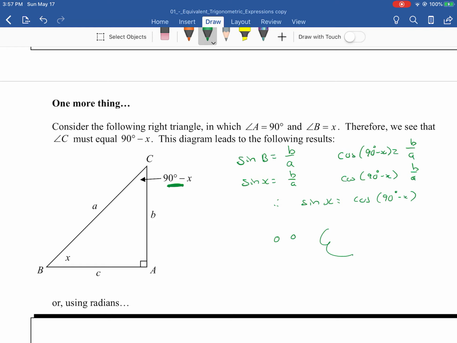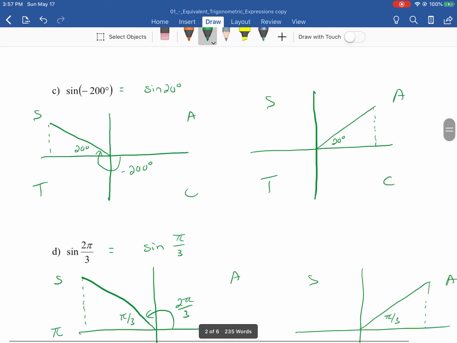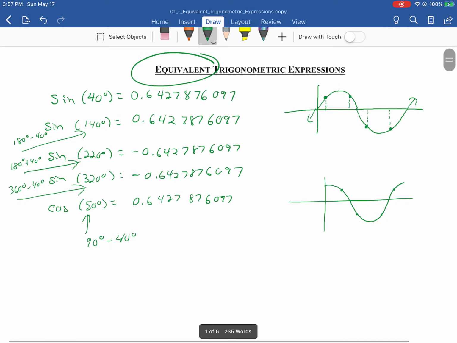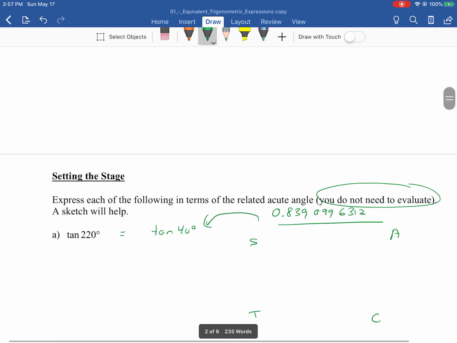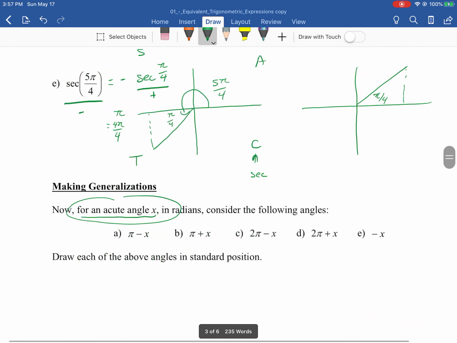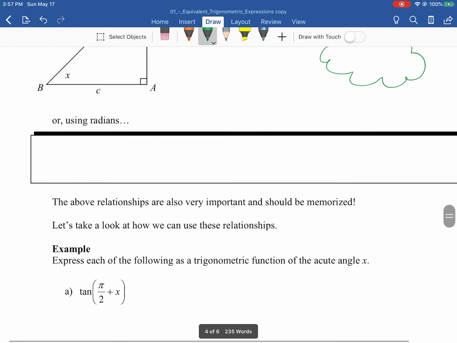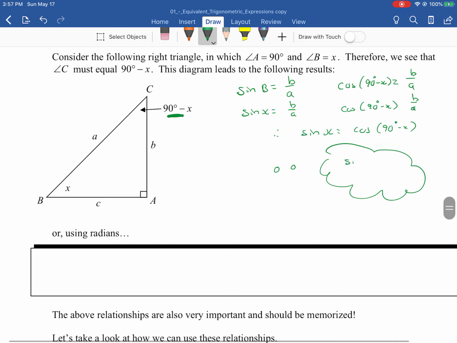I used this earlier. Earlier in the examples, let me remember what angle I used there. I wrote sine of 40, and I found out the cos of 50 was the same. So let me just write that example down here to bring that back. I wrote sine of 40 will be the same as cosine of 50.